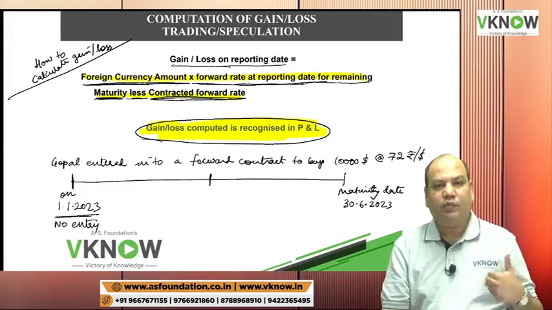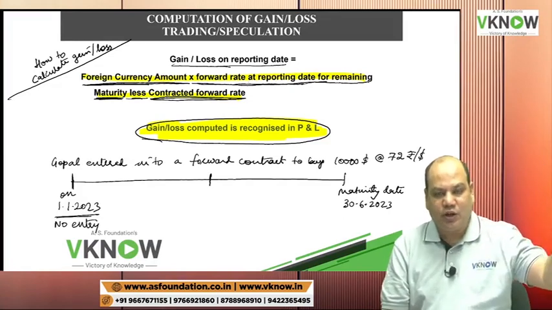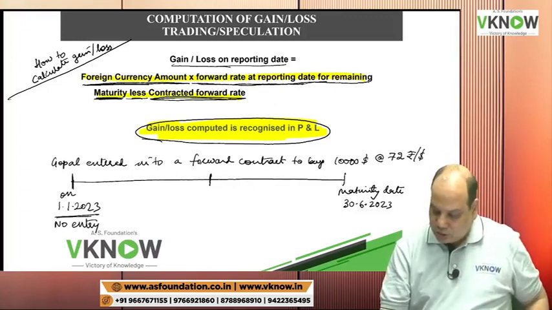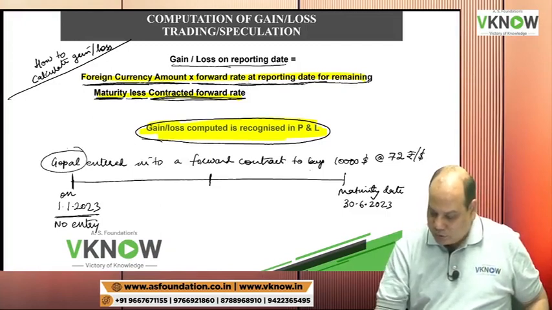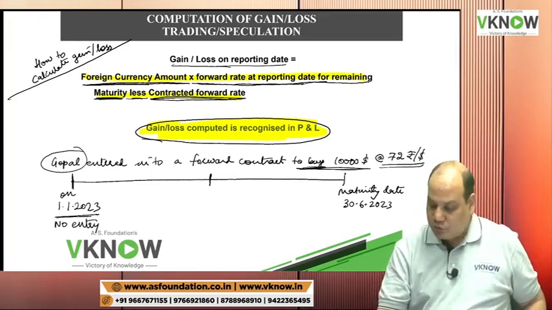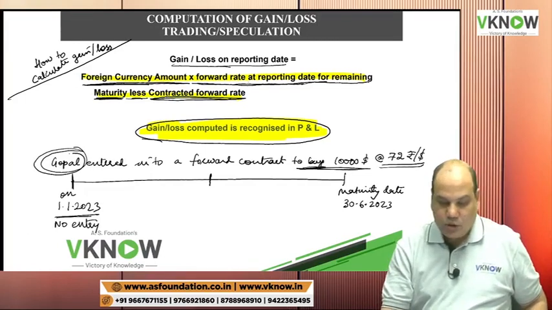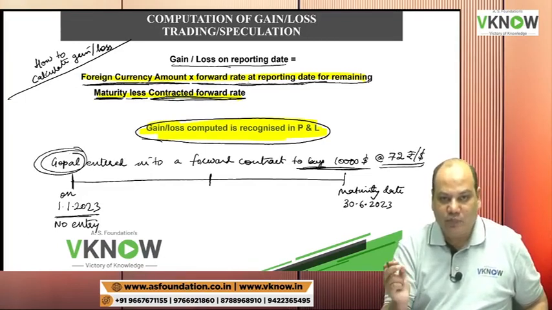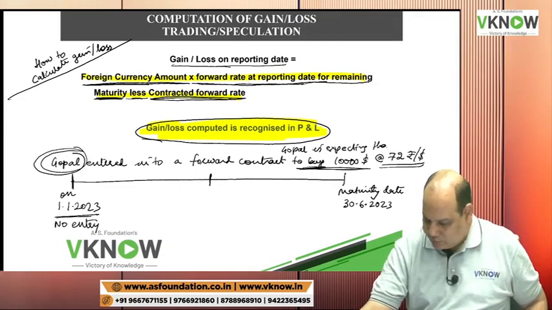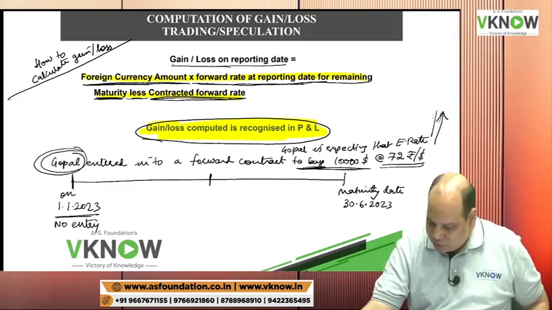Every forward contract will have a maturity date, that is, the date when the parties will settle their contract. So Gopal has entered into a contract to buy at 72 rupees per dollar. What is Gopal thinking? Gopal is expecting that the exchange rate will go up.